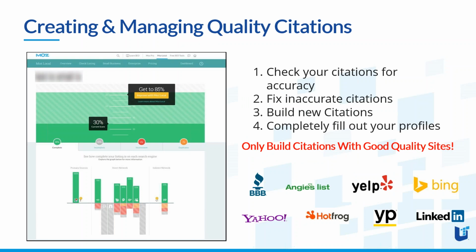Now, creating and managing quality citations. The first thing you're going to want to do is check your citations for accuracy. An easy way to do this will be using Moz Local. You go ahead and put your business name and your zip code into the Moz Local search bar, and it's going to bring up a result that looks like this.